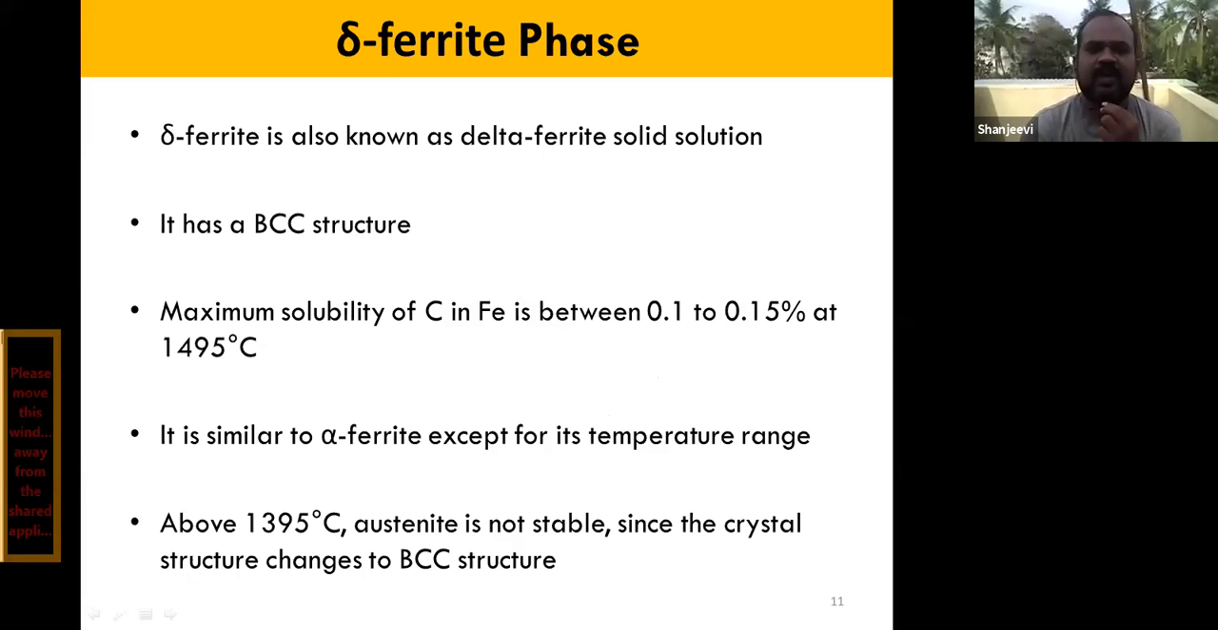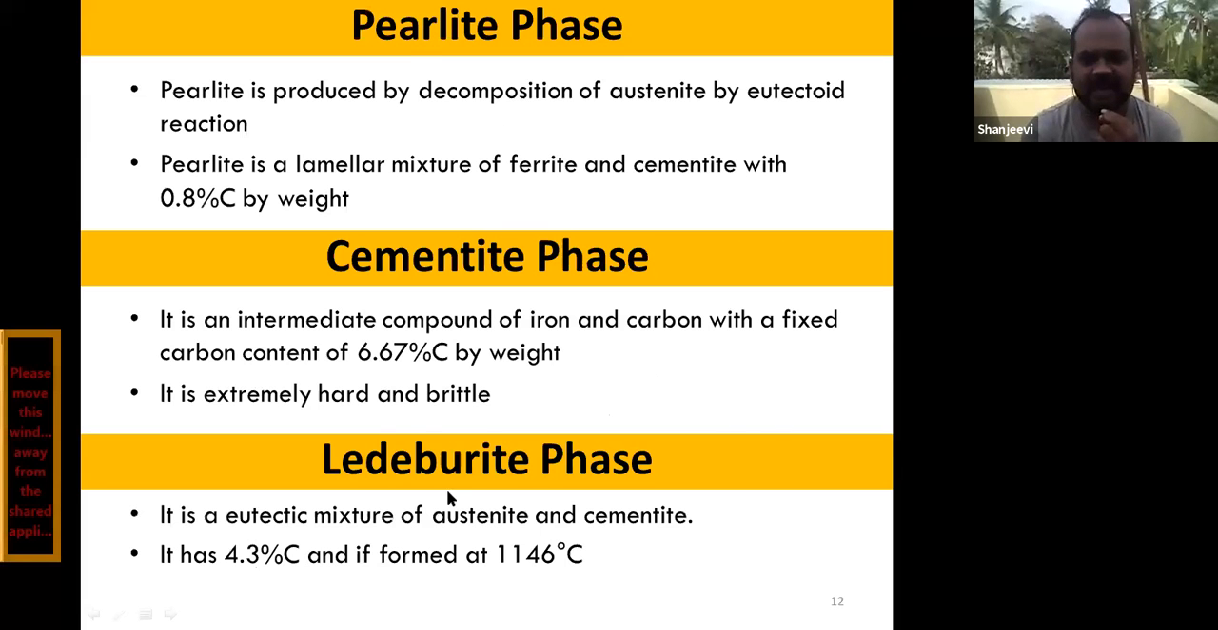A few more phases are pearlite, cementite, and ledeburite. These are some names used in this example. Ferrite, alpha, and cementite, Fe3C, combined is called pearlite. Iron with 6.67% carbon is very hard and very brittle; that is cementite. And ledeburite means 4.3 percent carbon, where austenite and cementite are both mixed. So that is called ledeburite. These are some terms used. Alright.